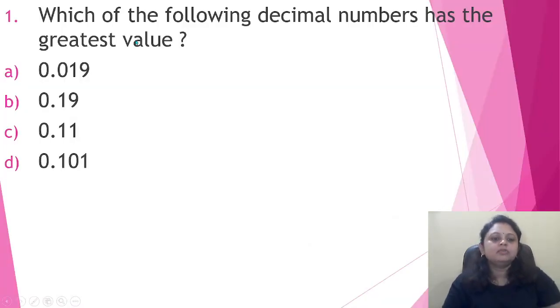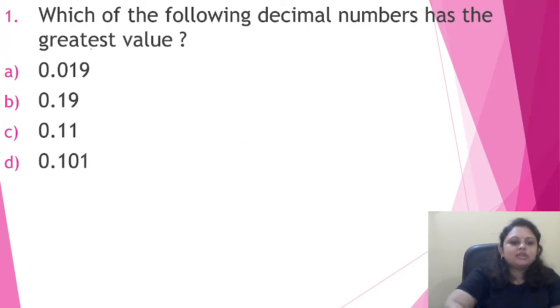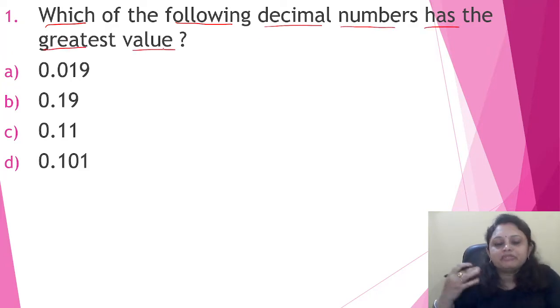Our first question: which of the following decimal numbers has the greatest value? Option A 0.1019, B 0.19, C 0.11, D 0.101. Before finding the greatest value, we need to convert them into like decimals. You remember what like decimals are? After the decimal, we have to write the same number of digits. If the same number of digits are not there, how can you write it? You can put a 0 on the right hand side. Because after the decimal, on the right hand side, 0 has no value.